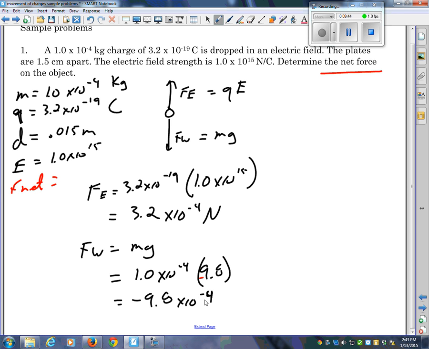If this was 3.2 times 10 to the plus 4, and this was minus 9.8 times 10 to the minus 4, which number is dramatically bigger than the other one? Well, the first one. And in fact, this one is so small compared to this one that it doesn't really exist.